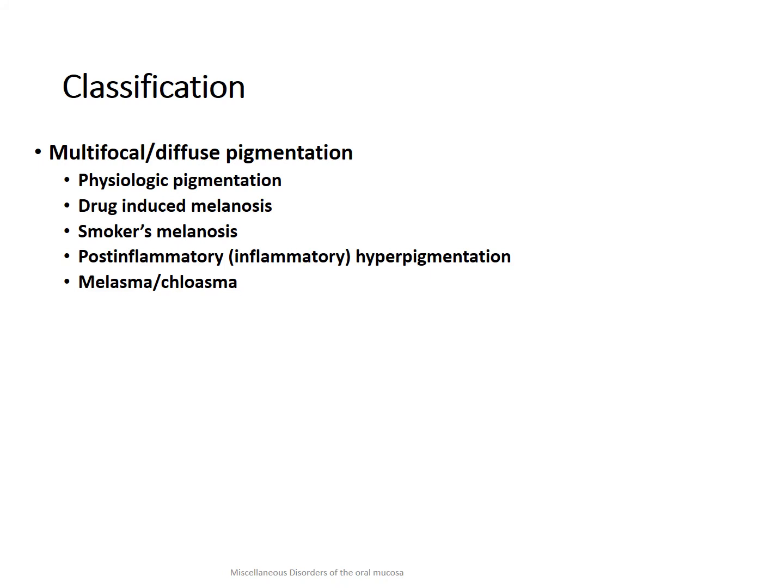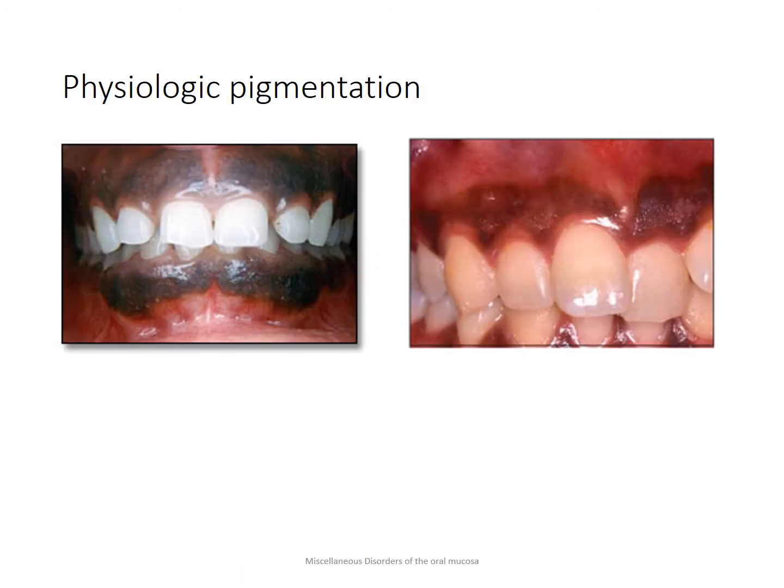Moving on, let's look at some multifocal diffuse pigmentation. What we saw previously were focal pigmentations, that means restricted to one particular area. Multifocal means it can be more diffuse, and multiple areas can be pigmented. These could be physiologic, drug induced, smoker's melanosis, post-inflammatory hypopigmentation, or melasma or chloasma. Let us look at what these are.